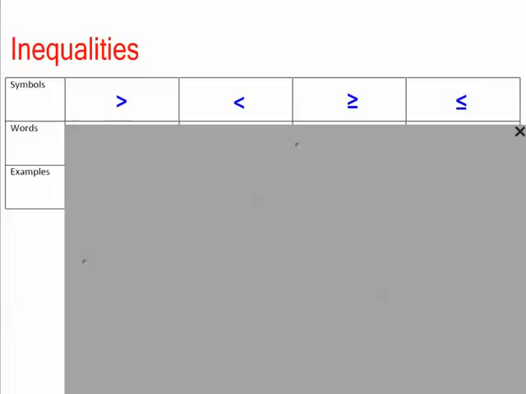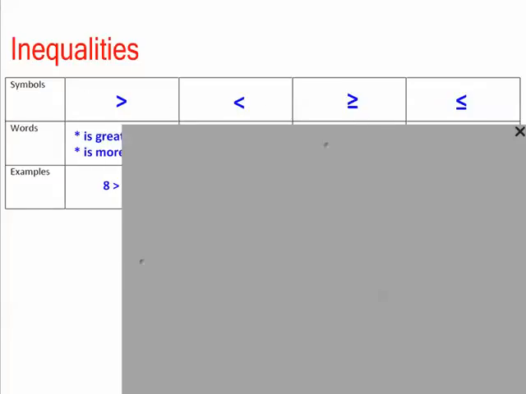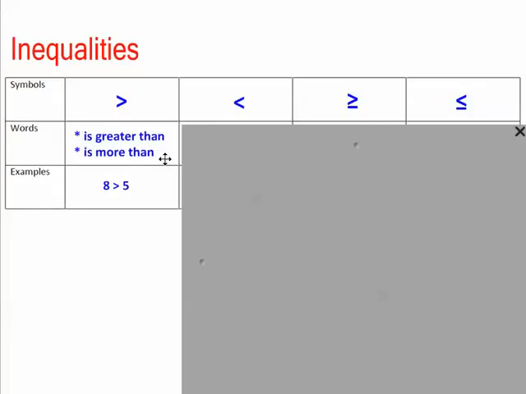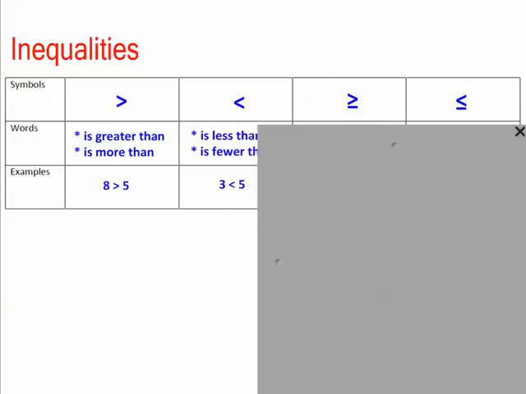So let's apply this now to math. All right, so you have this on your notes. So let's look at the first one. The first one, this is the greater than symbol. Some might say or more than. And we could use that saying 8 is greater than 5. I'm going to go through all these, but then at the end I want you to pause the video and make sure you write all of this down. So this is less than or is fewer than. And people might say 3 is less than 5.